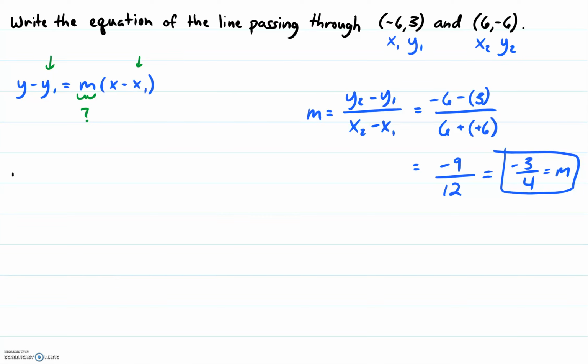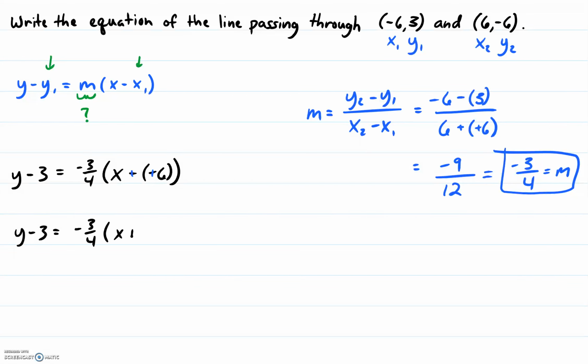So y minus y1 will become y minus 3, because that's what our y1 was, is equal to, instead of m, we're going to put -3 over 4, times (x minus x1), of course putting in the place of x1, -6. And now we want to simplify as much as we can. Really, there's only one thing to do. We have x minus a -6. The two negatives are going to cancel, giving us a positive. And that's going to leave us with y minus 3 is equal to -3 over 4 times (x plus 6). And that's going to be our answer.